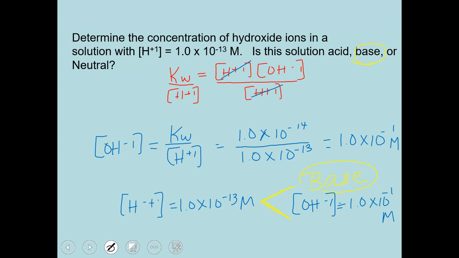You can see that the only time these two numbers would be the same, they would both be 1.0 times 10 to the negative 7. That's the only situation that would be neutral. That 7 might be sounding kind of familiar in that 7 is neutral on the pH scale. And we'll show you how that is calculated.